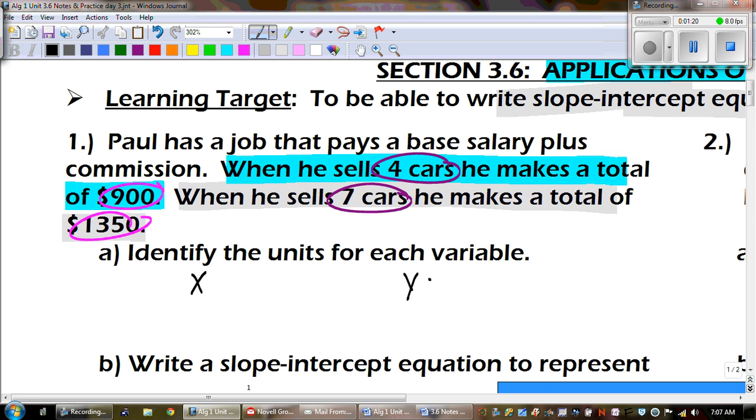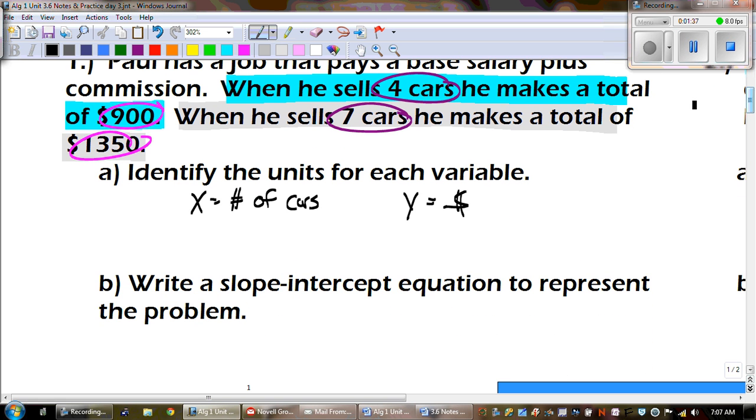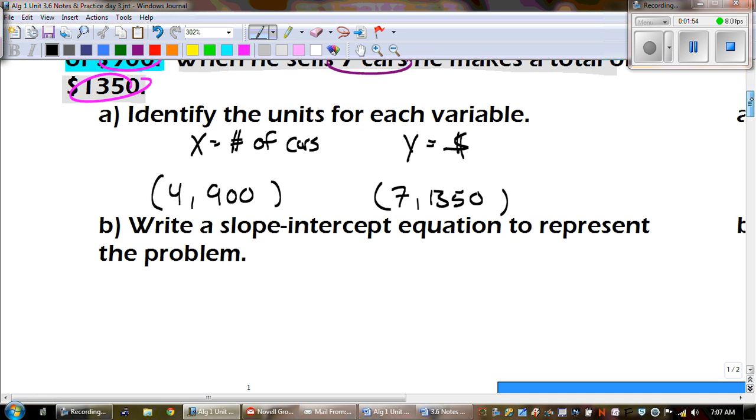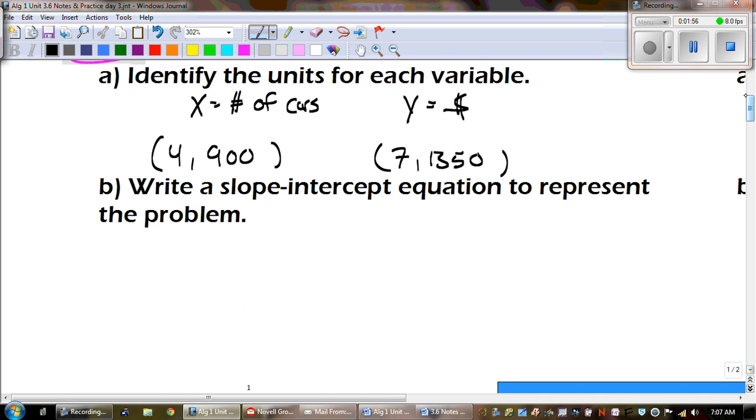Before we get started, we need to know what's our x and what's our y. The x is the number of cars that he sells, and y would be the money. Since we've got 2 points in here, I want to know what they are. So our first one is 4 for 900, and then our second one would be 7 for 1350.